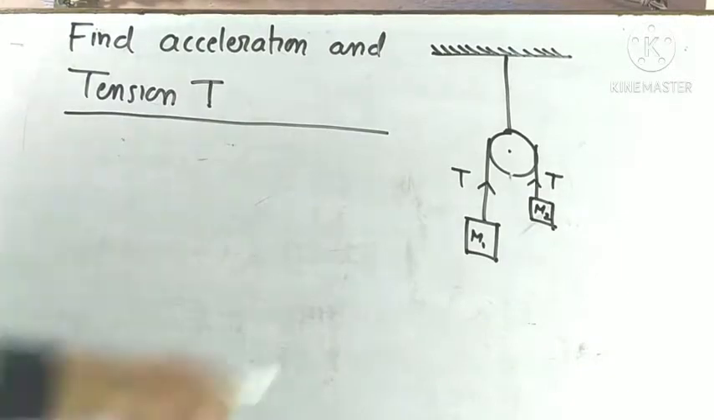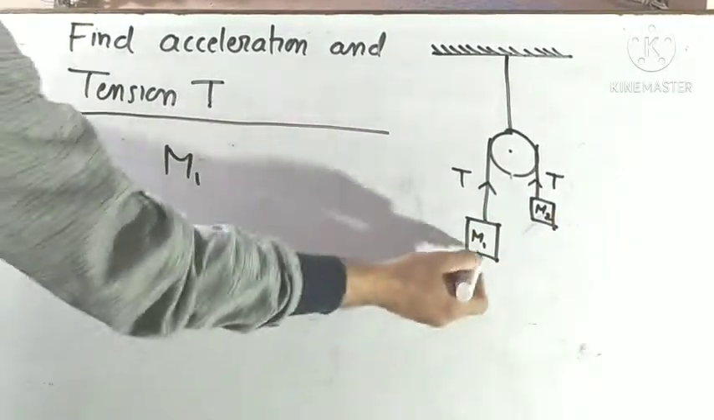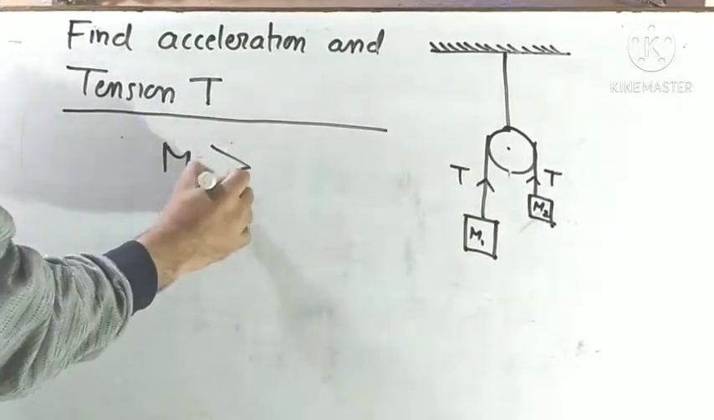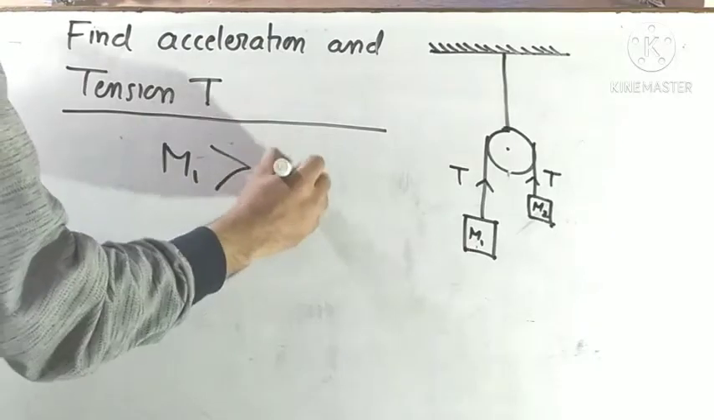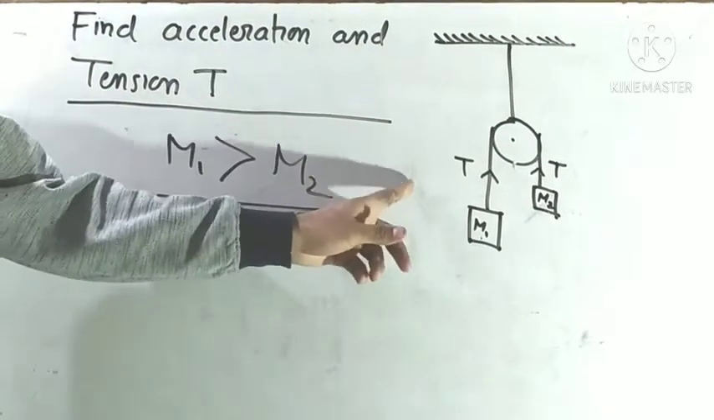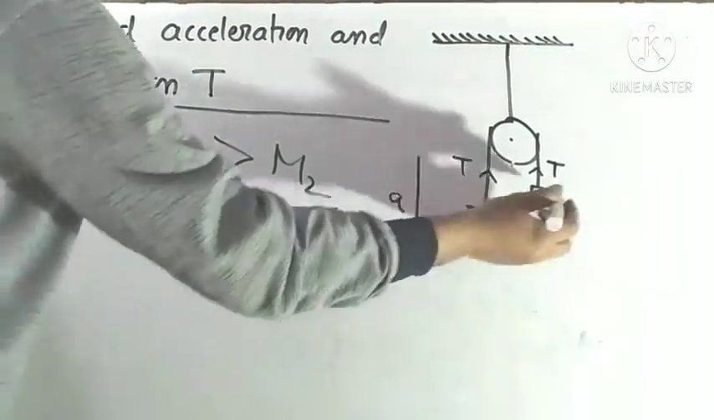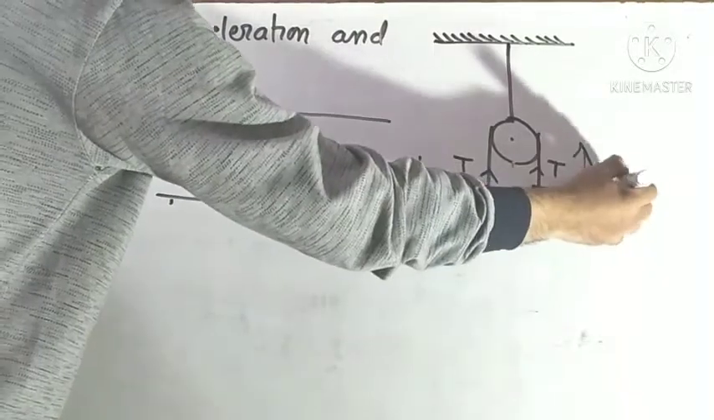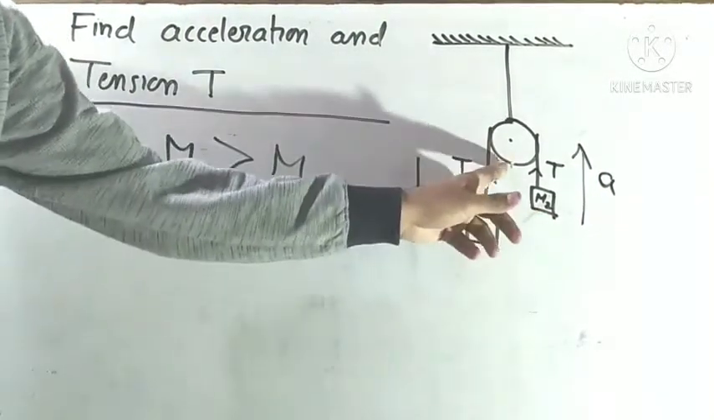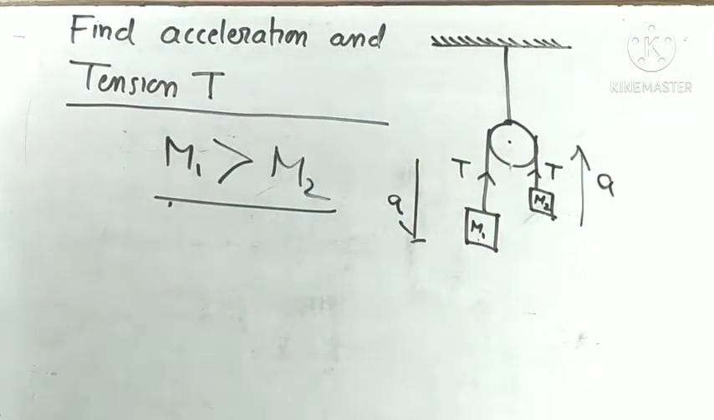If this is the first body and this is the second body, first body having mass m1 and second body having mass m2. If the first body is heavier than the second body, I mean the mass of the first body is greater than the mass of the second body, then the first body will move vertically downward with acceleration a, and the second body will move vertically upward with the same acceleration a, because both bodies are attached with the same string. And the tension in the string is T.